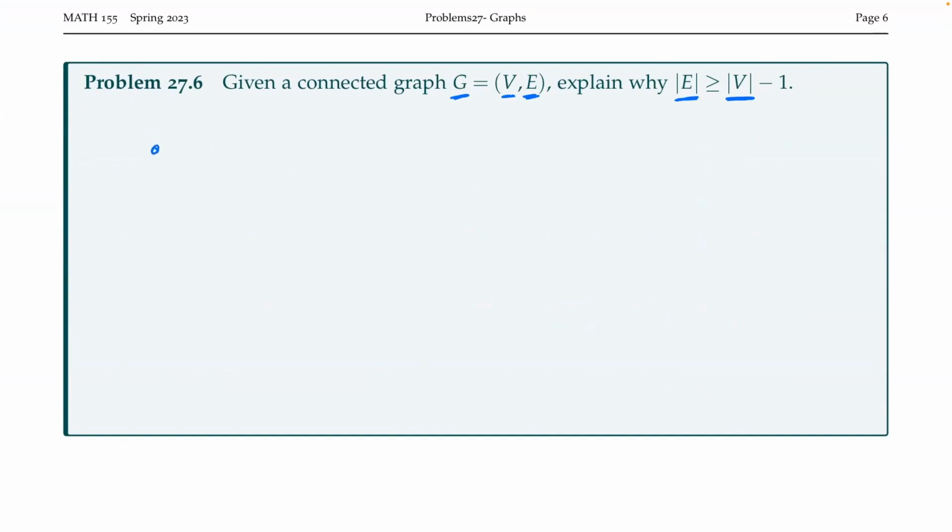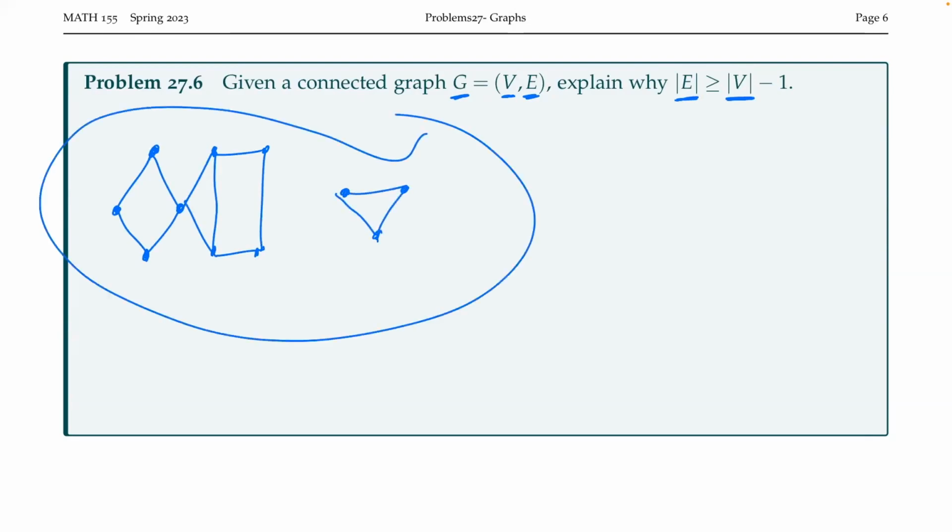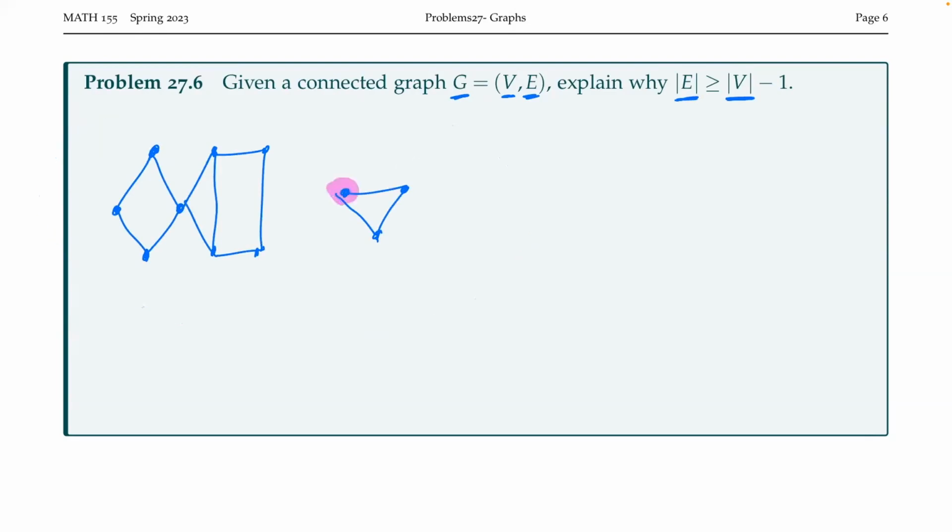Okay, so let's think about what a connected graph looks like. I'm just going to draw any old graph. And it's connected, so that means that we need to be able to find a path between any two vertices in this graph. So this graph here is connected. If I'd had some other vertices over here, this is still a graph, but it's not connected because I can't find a path between this vertex and this one here. So it's disconnected. So we're interested in just connected graphs, like the one on the left.